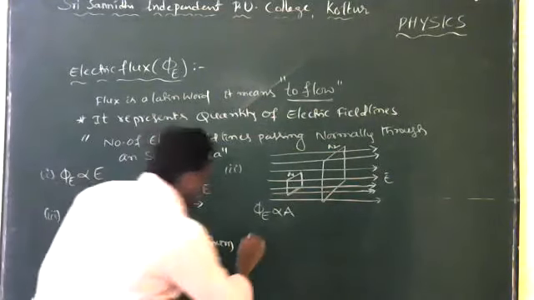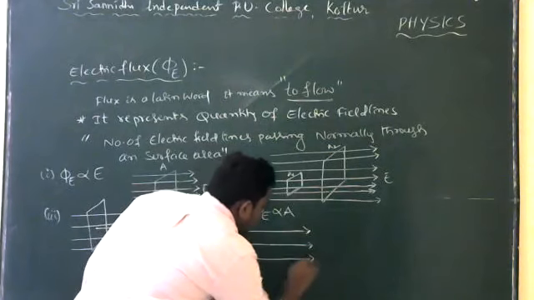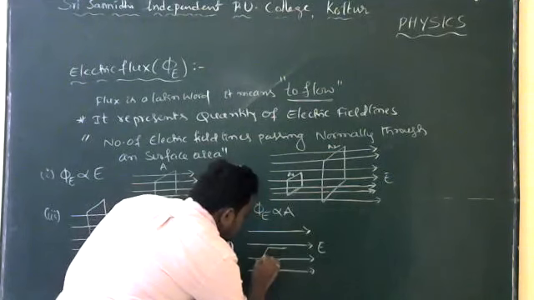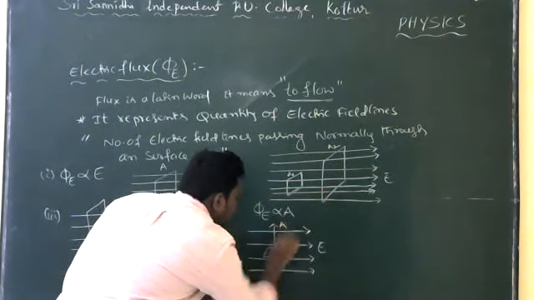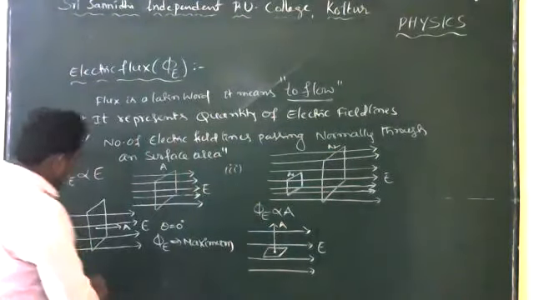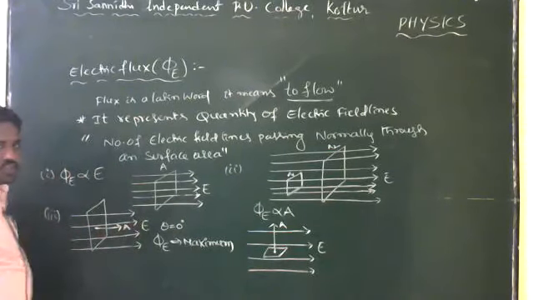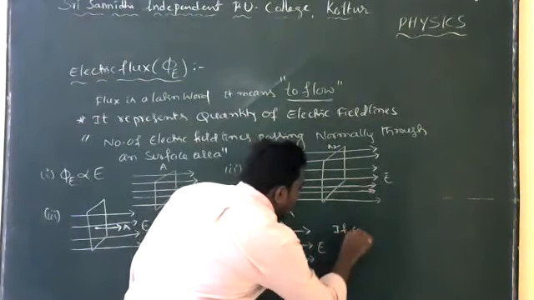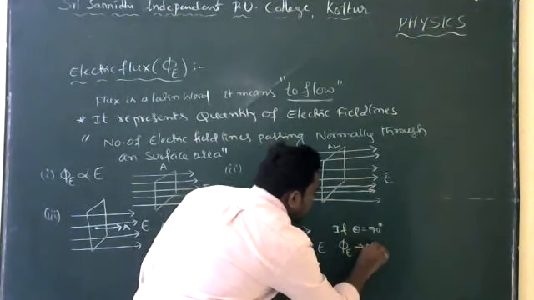So next, this is the electric flux. This is the surface, and here the area is in the same direction as the electric field, so theta equals 0 and the flux is maximum. If theta equals 90 degrees, where the area is perpendicular to the electric field, the flux is minimum.